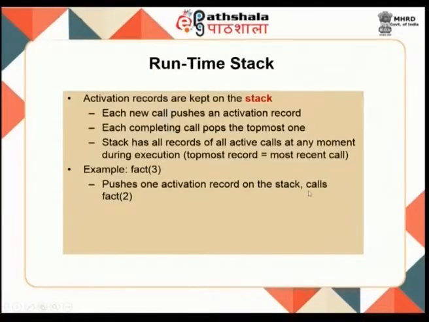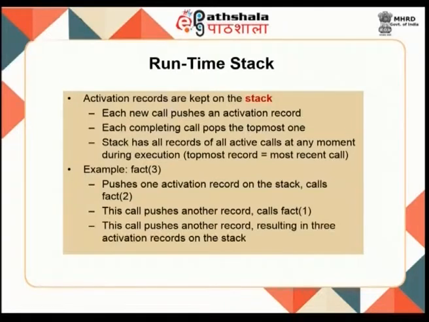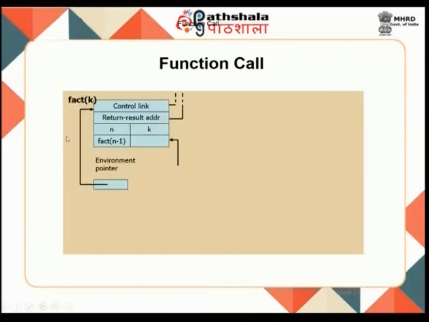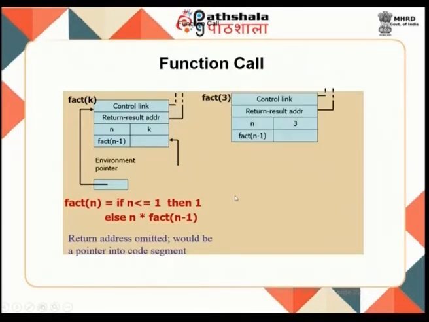For example, factorial 3 pushes one activation record on the stack, saying that factorial 3 is kept in abeyance, and I am calling factorial 2. This call will push another record, the record for factorial 2, on the stack, and call factorial 1. This call pushes another record, resulting in 3 activation records on the stack. So, this is the result address, this is factorial n minus 1, and if n is less than 1, then 1, else n times factorial n minus 1. The return address is omitted; it would be a pointer into the code segment, we are not putting that here.